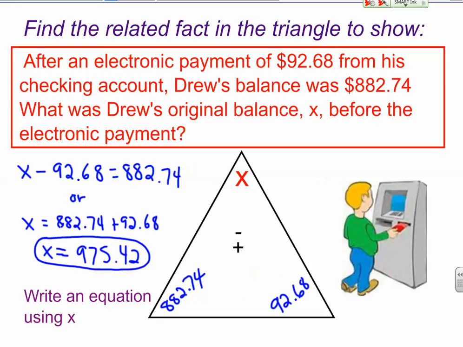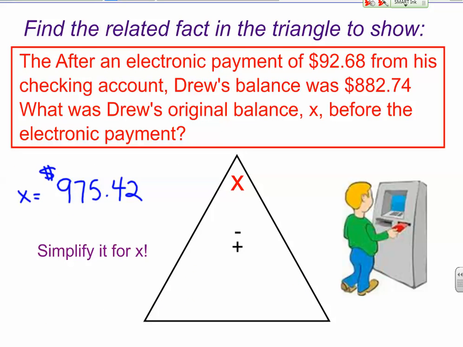And we play the game. So in the first one, this is the amount of money I had at first. I took this money out, so I subtract 92.68, and this is my balance. So to figure out how much I have, I add these two together to get x. So I take the money I have left plus the money I took out is the money I had before I took any money out. So it's my original balance in my account.